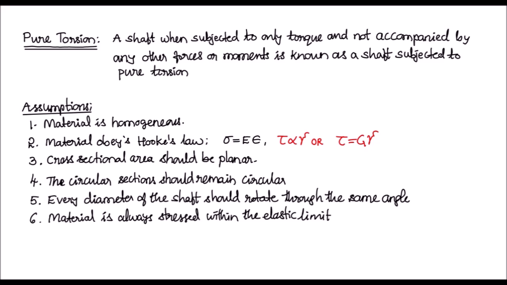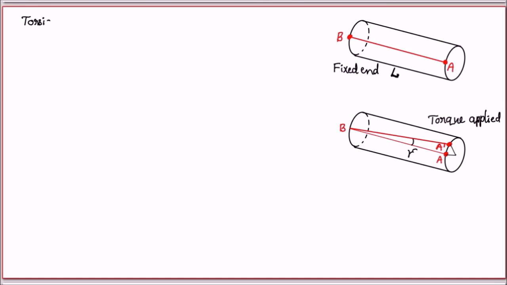Every diameter of the material should rotate through the same angle, meaning the angle of twist is the same. The stress of the material should not exceed the elastic limit, meaning the loading happens within the elastic limit. These are the assumptions that we make before deriving the torsion equation. Now we will go to the torsion equation, a very famous equation for all shaft design. This equation is required. Torsion equation is very, very important. So we'll try to derive this equation now.